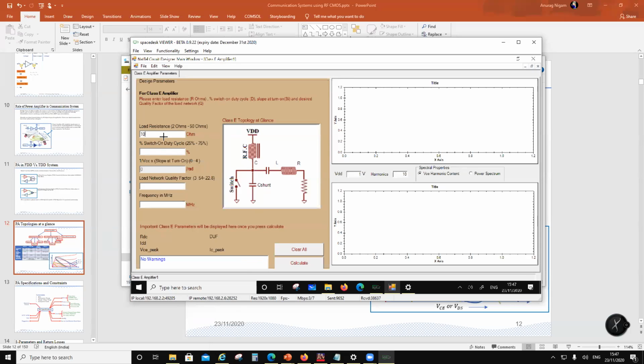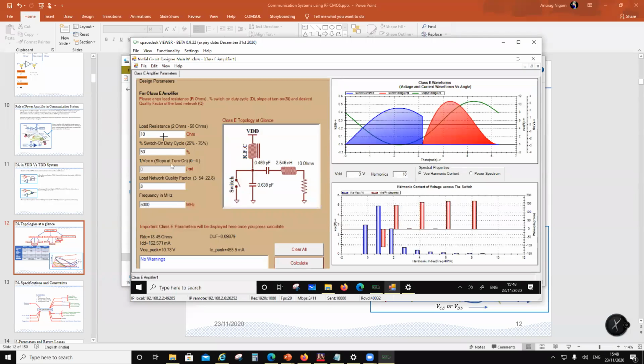So let's design for 10 ohms, for example. Let's say the duty cycle is going to be 50%, and the quality factor is roughly around 10 or 12. So let's put an 8 quality factor. Let's say we are going to design it for 5 gigahertz, and a supply voltage of 3 volts. Let's calculate. So this is the value. Now, these are going to be the waveforms.